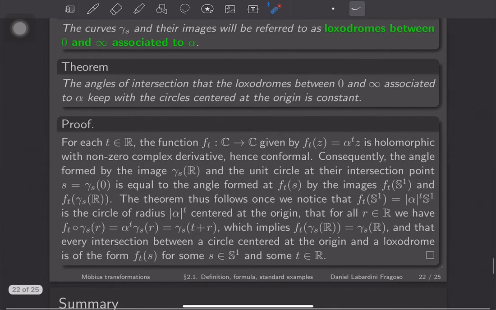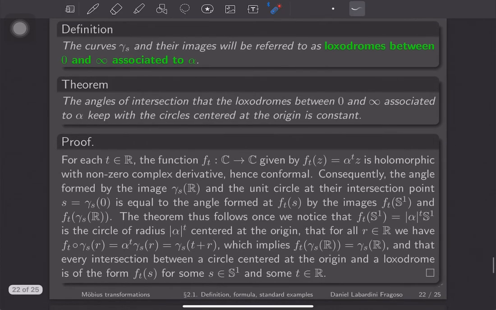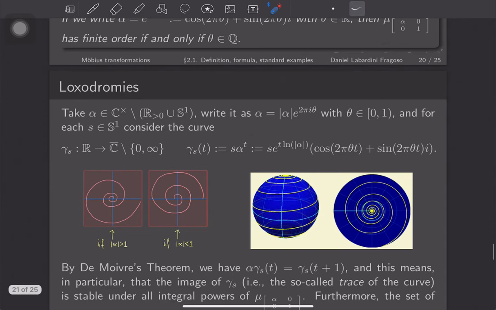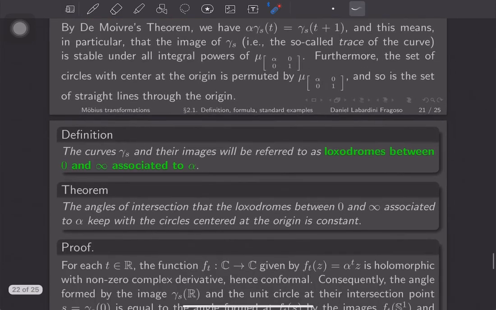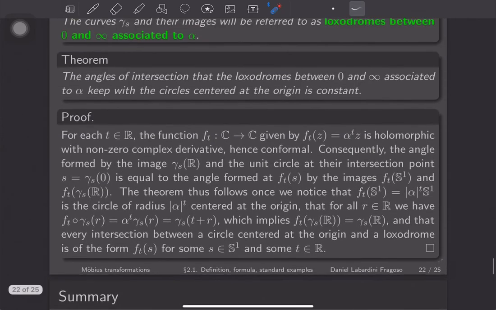And the proof. So let me see. Let's have a look at the proof because we are almost done for today. So consider just a fixed real number. Before, to define each curve, I fixed s. Now what I'm going to do is I'm going to fix t.